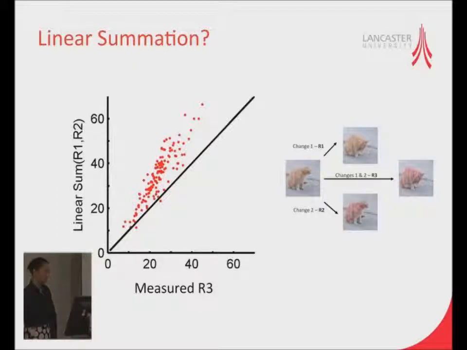This line is called the identity line. So had the predictions been perfect and the same as the measured R3, all the red dots should be around this line, okay? But they're not, which suggests that if you take a linear summation of R1 and R2, you tend to overestimate the actual measurement. So if you just take this rating and this rating, you tend to overestimate what people actually rated for the R3.